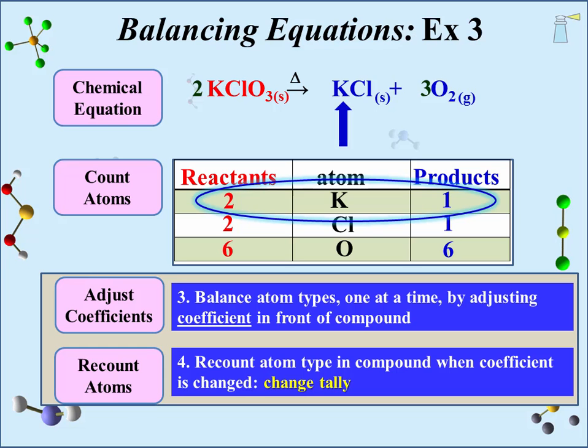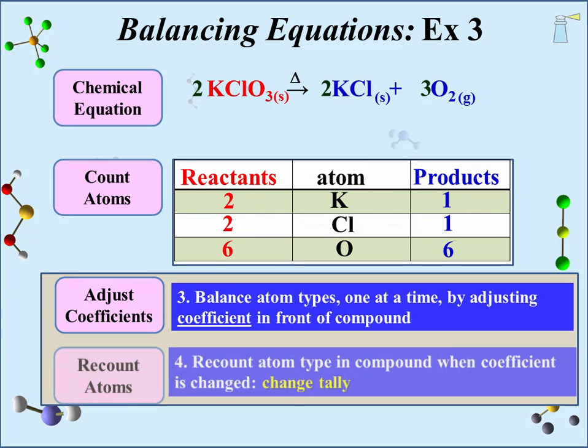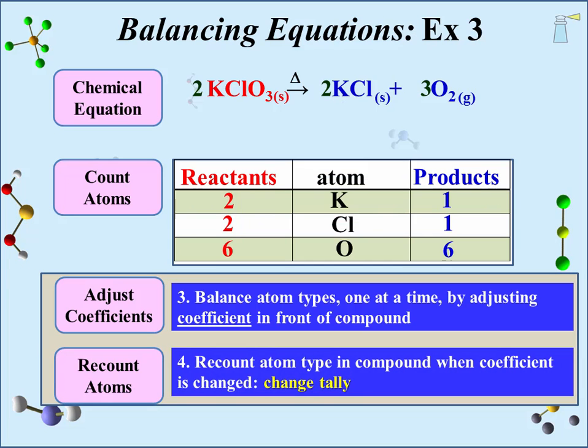Let's say we are balancing the potassium. What coefficient times the subscript on the potassium of 1 will yield a value of 2? Yes, 2. And with a coefficient change comes a recount. The compound has both a potassium and a chlorine atom. A coefficient of 2 was added to give the potassium a count of 2. The same math of coefficient 2 times subscript gives chlorine a count of 2.